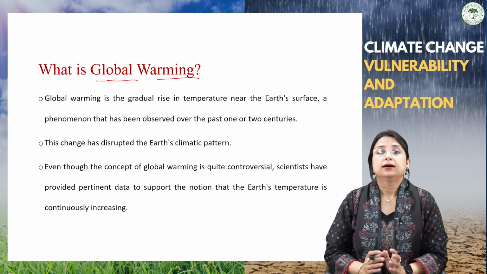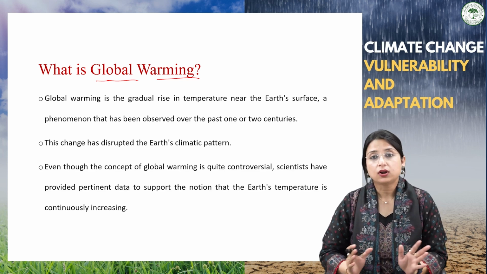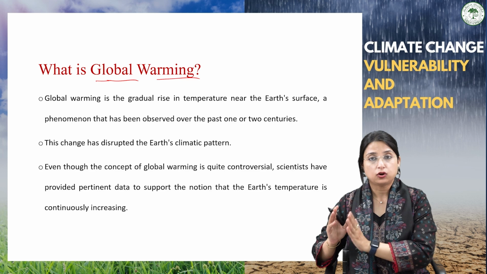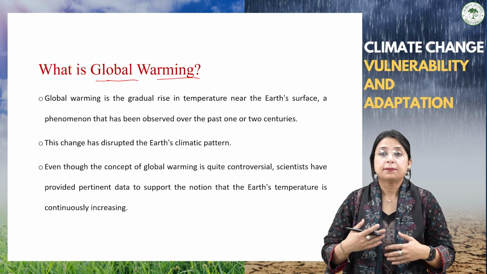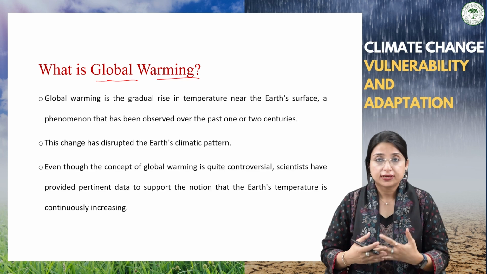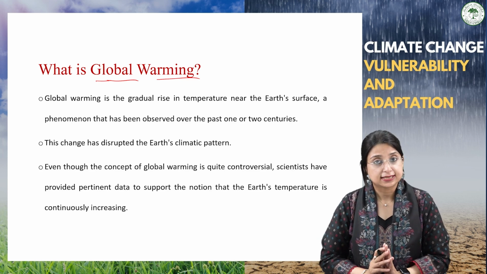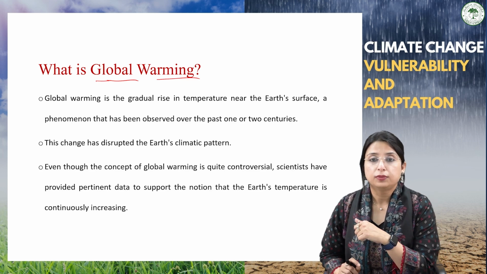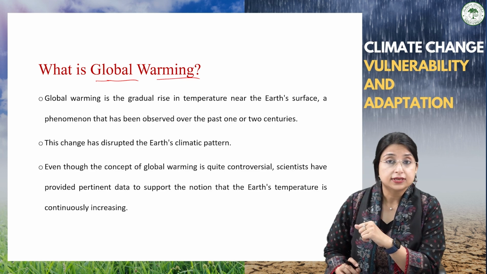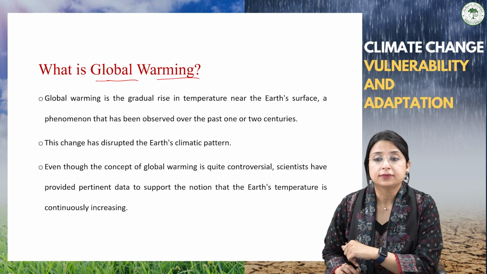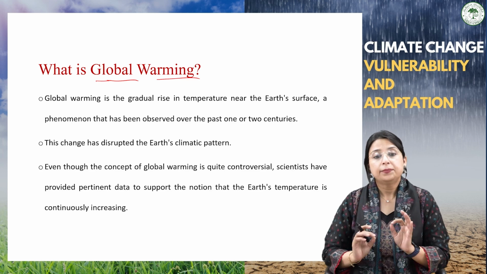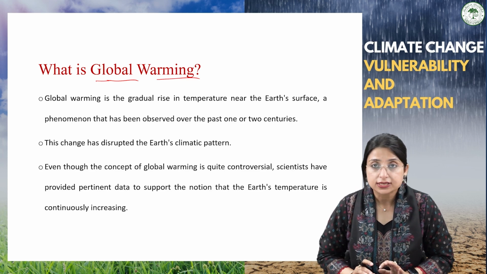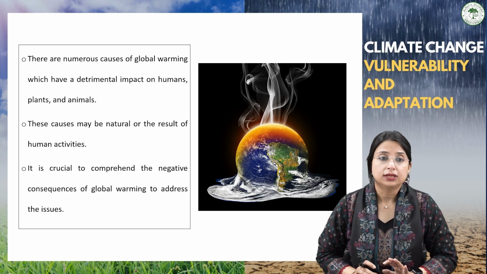This change in global temperature disrupts Earth's overall climatic pattern, and it has a direct impact on the pattern of precipitation, temperature changes, or wind changes, the overall elements of the climate. It has a direct impact on human beings, ecosystems, habitat, etc. Even though the concept of global warming is quite controversial, as we saw in the previous lecture on perspectives of climate change, scientists have provided pertinent data to support the notion that the Earth's temperature is continuously increasing. That's why here we are discussing global warming.